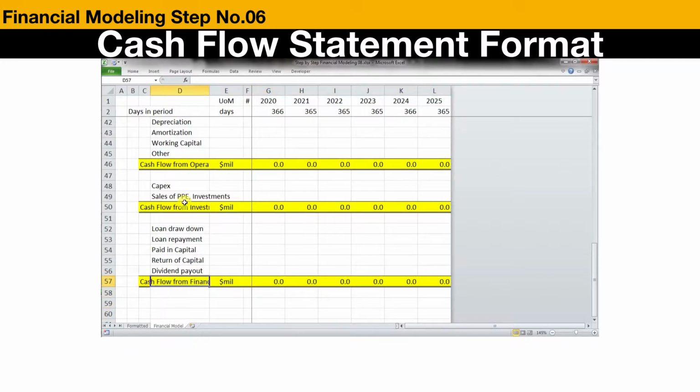Now we have cash flow from operations, investment, and financing. The total cash flow is the sum of these three.